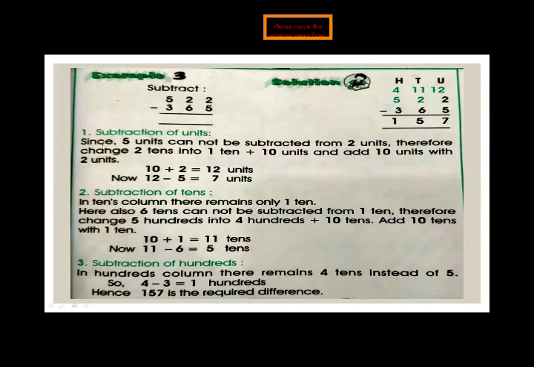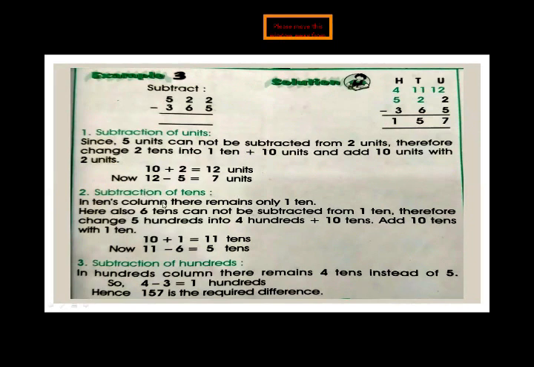Now here you see the explanation of this question, subtraction of units. As I explained to you, when 5 units cannot be subtracted from 2 units, therefore change 2 tens into 10 plus 10 units and add 10 units with 2 units. Here you see 10 plus 2 is equal to 12. Okay. And 12 minus 5 is equal to 7. So your answer in units is 7 units.